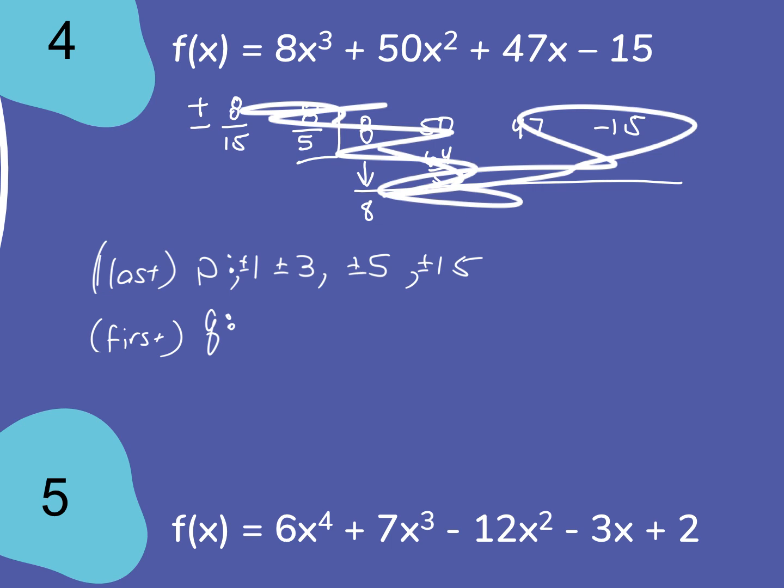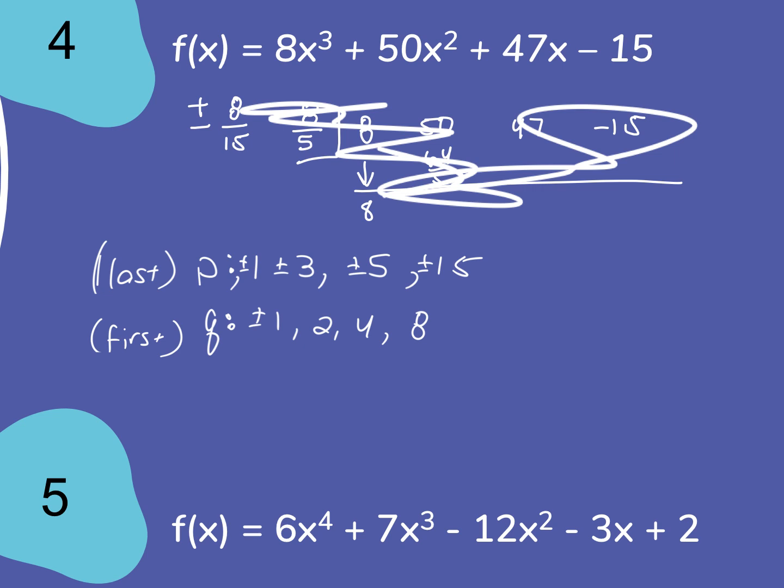Good. Now we have to take into account our first term. Well, what's the first term of our equation? 8. So it's plus minus 1, 2, 4, and 8, correct? If you want to put plus minus in front of each one, that's fine. If you want to put plus minus at just the beginning, that's fine as well. All right, so we listed that out. Guys, there's some more possibilities in here that we don't see.